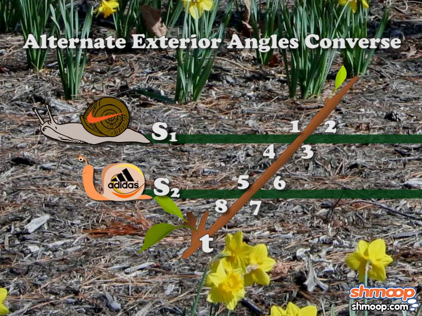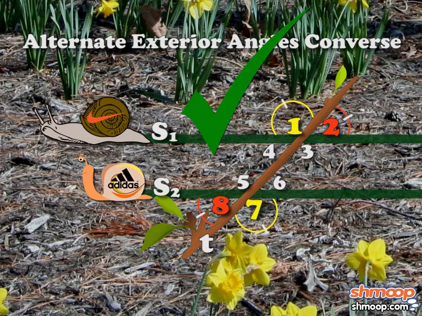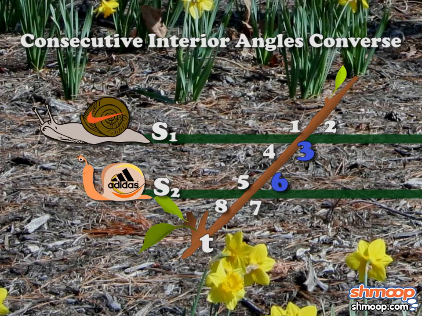The first theorem we can use is the alternate exterior angles converse. Remember that alternate exterior angles refer to angles such as 2 and 8 or 1 and 7, which states if two lines are cut by a transversal so that alternate exterior angles are congruent, then the lines are parallel. Got 'em? Check.